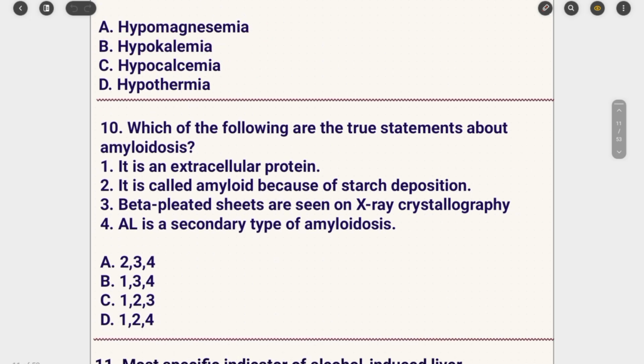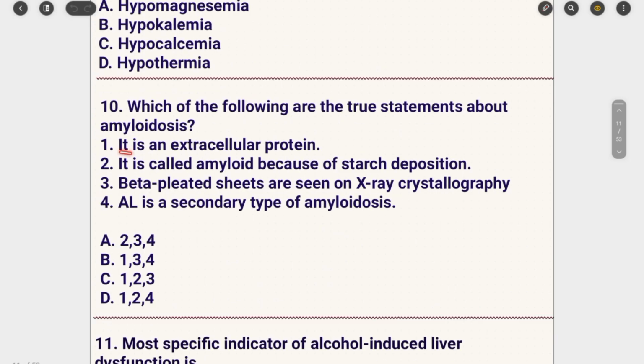10th question. Which of the following are true about amyloidosis? This is the second time we are seeing amyloidosis. We have just started the pathology question paper, and already we are seeing some familiar words, isn't it?